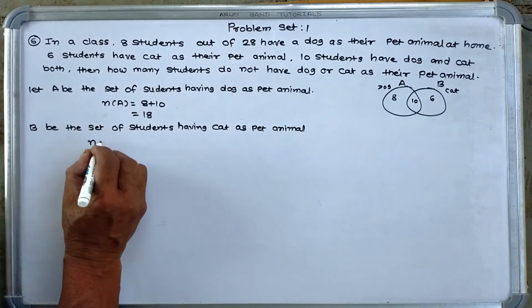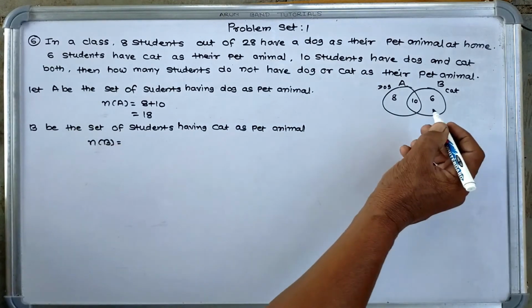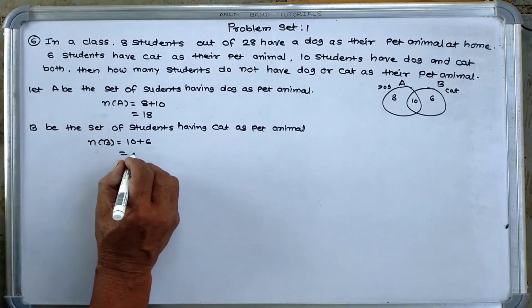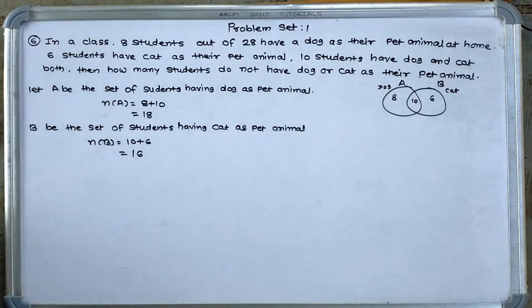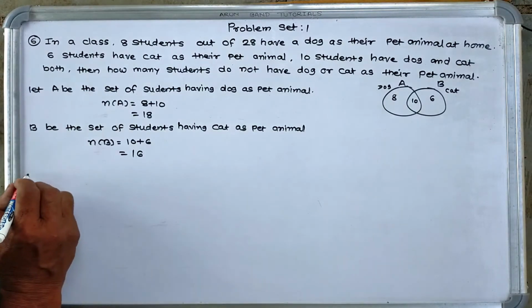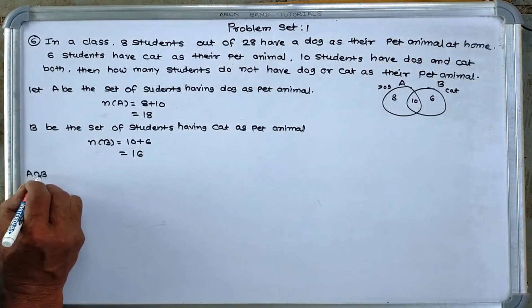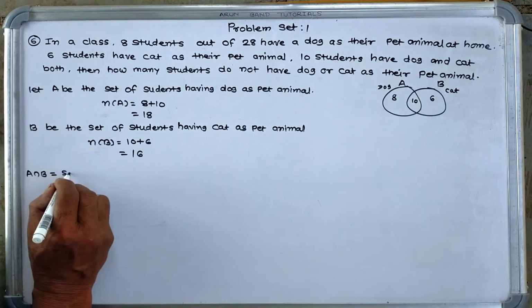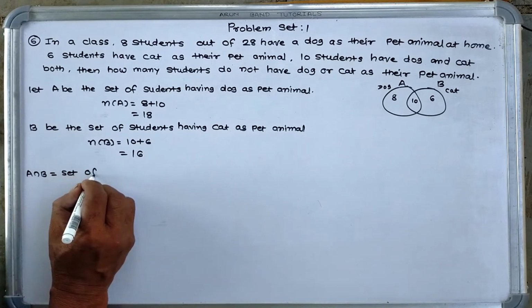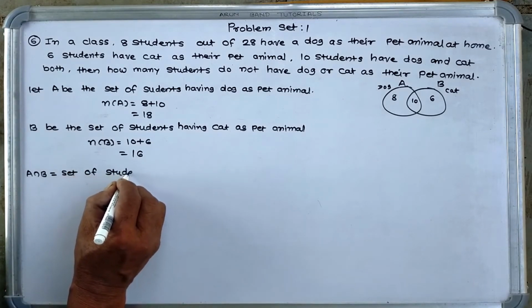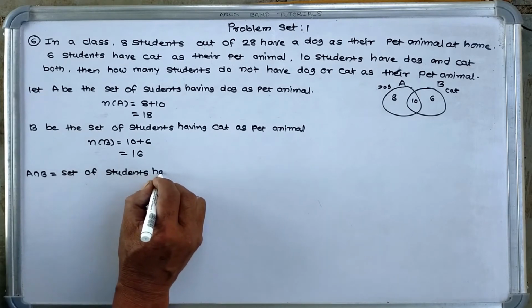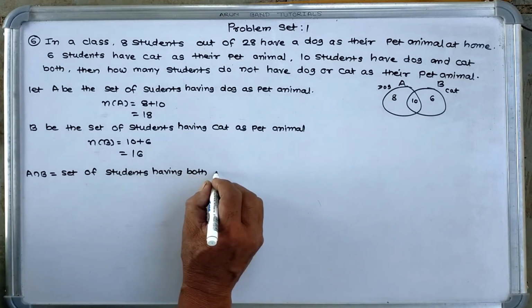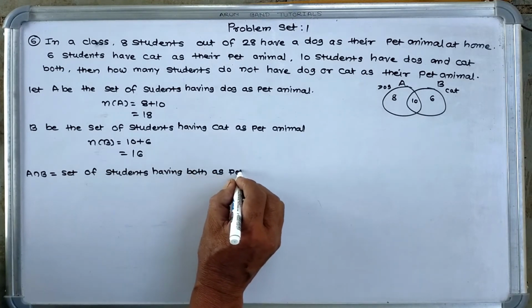So here number of B will be equal to 6 plus 10 or 10 plus 6. So this will be equal to 16. Here A intersection B, the set of students having both as pet animal.